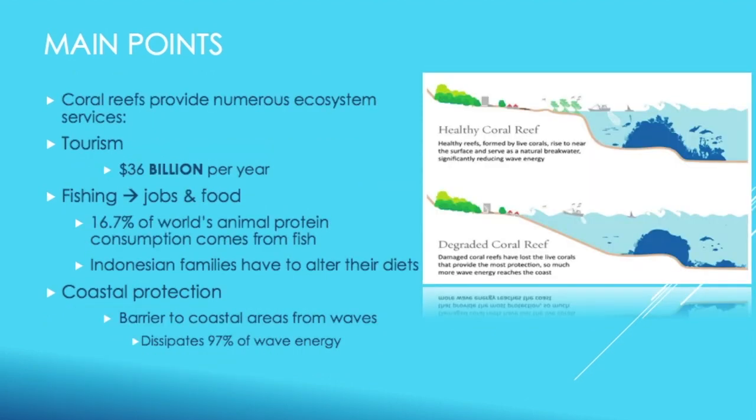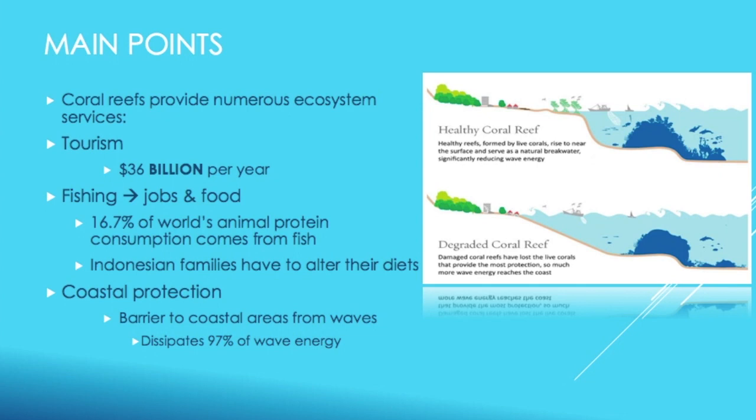Coral reefs provide numerous ecosystem services. The biggest one is tourism, which accounts for $36 billion per year for all of the countries around the world that rely on the coral reefs. So for example, Australia, Mexico, even Florida and Hawaii all rely on tourism from the coral reefs. Another ecosystem service is fishing, because fishing provides jobs and food.